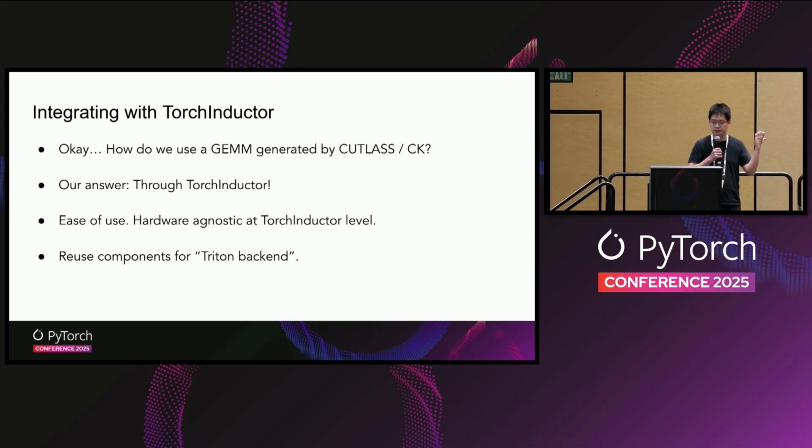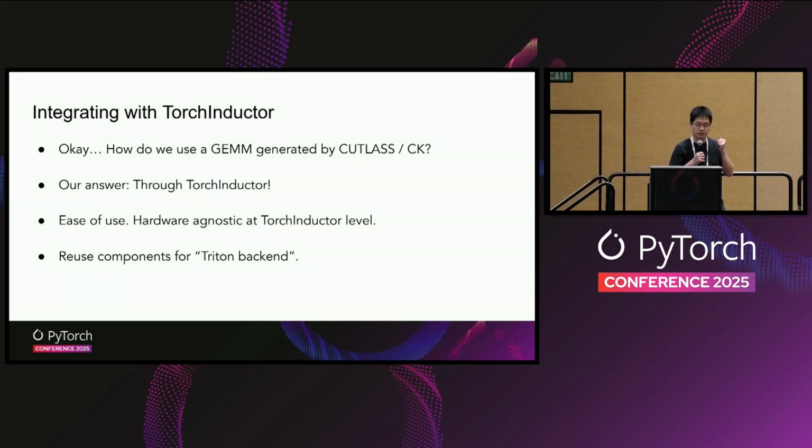Hello, I'm Henry, software engineer at Meta. So how are we going to use the gems generated by CUTLASS, CK, etc.? We have to deal with the templates ourselves, we have to compile them, and then we have to pipeline them, etc. We want to provide an easy-to-use solution through TorchInductor.